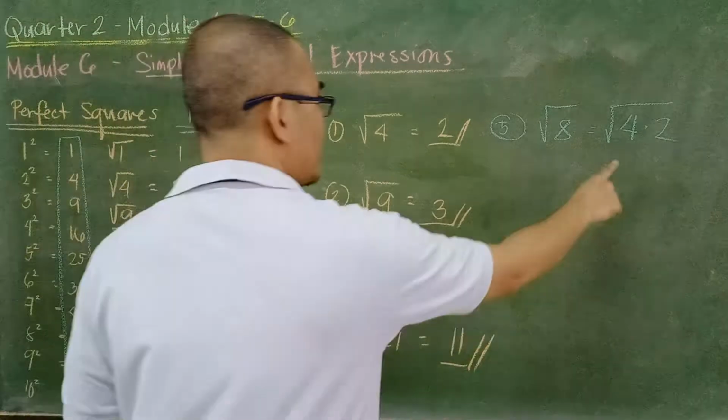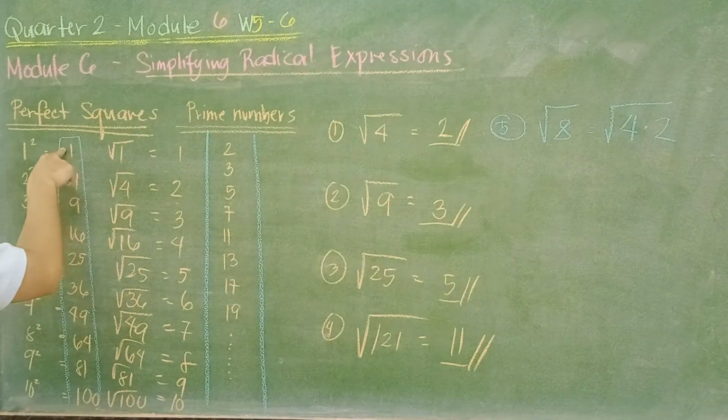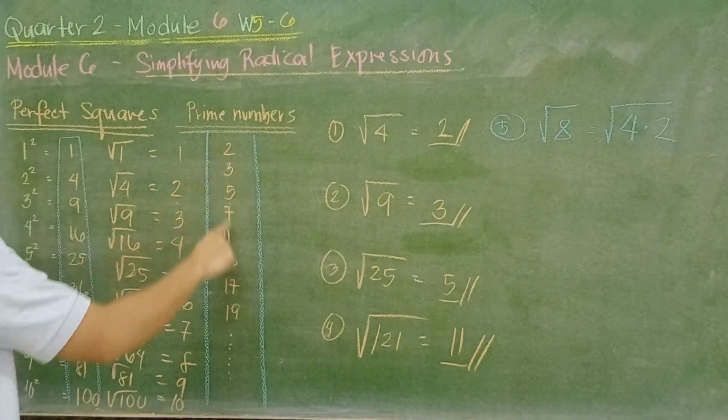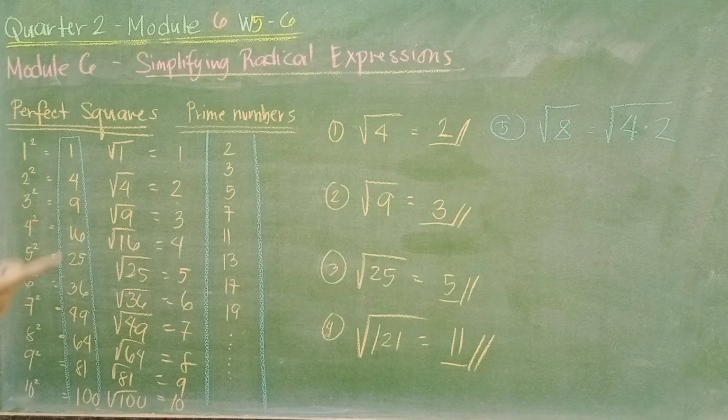Yung isang factor mo, makikita mo dito sa may perfect squares. Yung isang factor mo, makikita mo dito sa mga prime numbers. So, you really need to memorize yung mga perfect squares pati mga prime numbers. Even yung mga numbers na may exponent na 3, exponent na 4, exponent na 5. Well, most of the time, hanggang exponent lang naman tayo na 5. Pero this is the idea.